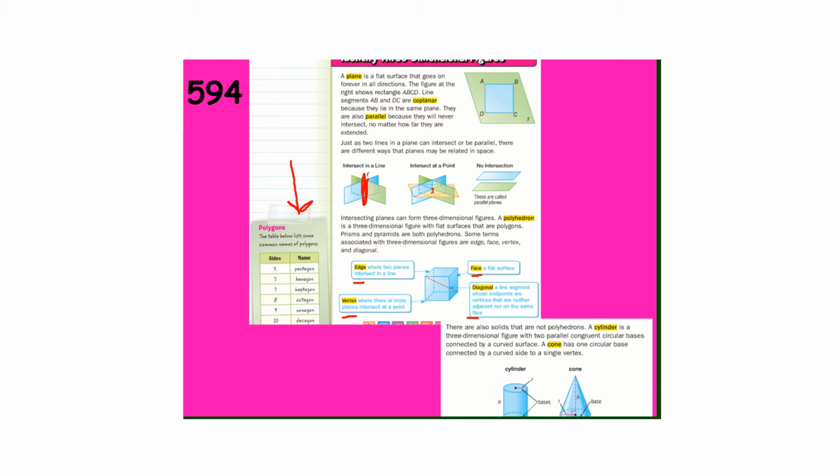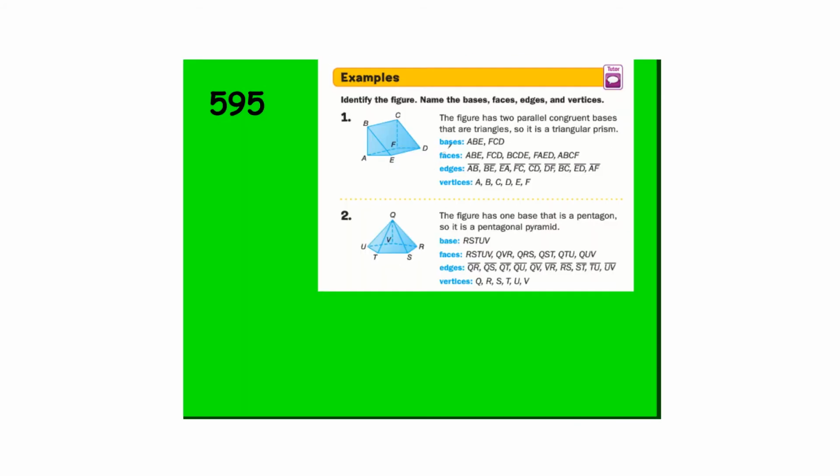Okay, moving on. Identify this figure. Okay, so the figure is what? It is a triangular prism. Okay, the two parallel faces are triangles. It does not come to a point like a pyramid, so it's a prism. So the name of this is a triangular prism. It has the two bases, the two triangles, ABE and CFD, FCD, however you want to name it. It doesn't matter the order on a triangle, okay?